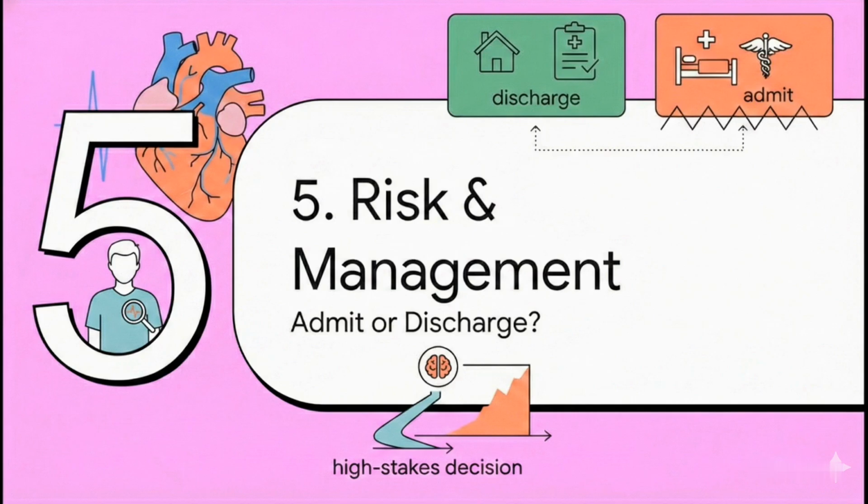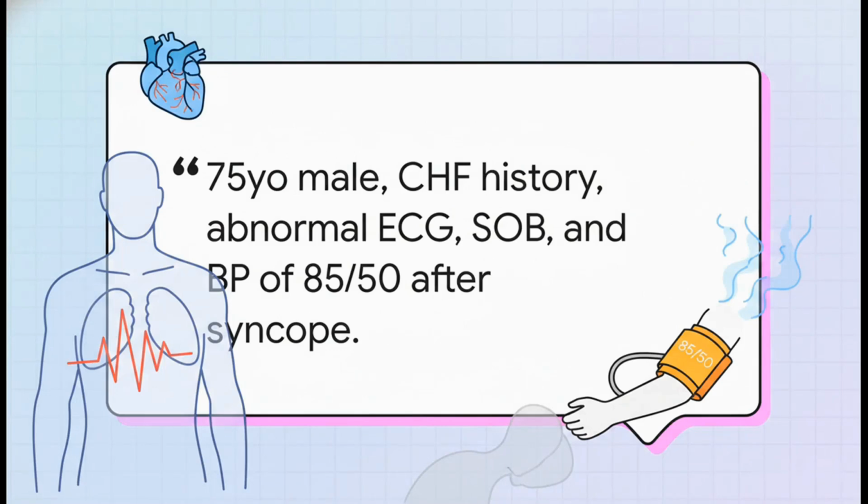Okay, we've gathered our initial clues. Now it's time to make the big, high-stakes decision. Who's safe to go home and who needs to be admitted right now for an urgent workup? So let's apply what we know to a classic exam vignette. You've got a 75-year-old man, history of congestive heart failure, he passed out, his ECG is abnormal, he's short of breath, and his blood pressure is in the tank. How do we formally risk stratify this guy?